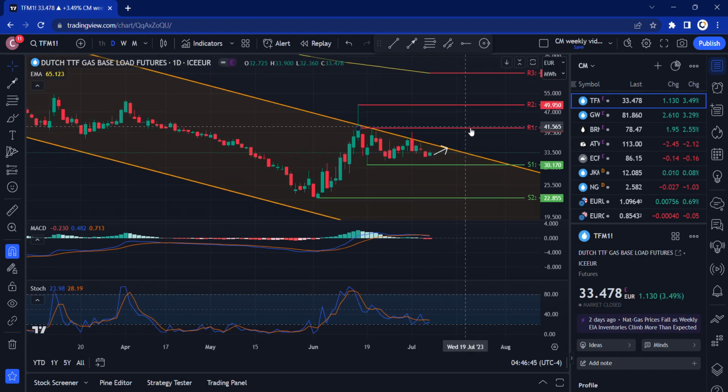That is the TTF front month. Let me know what you think. In the previous weeks, I was always going through the specific markets. How do you like this year? A little bit better, maybe?